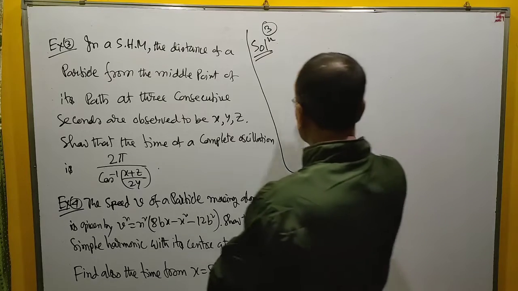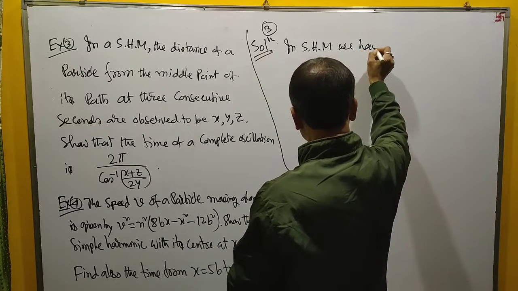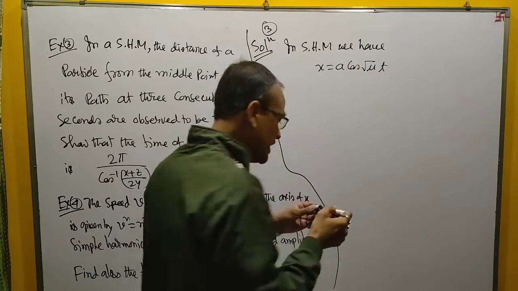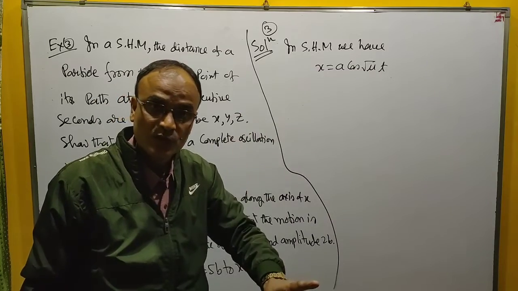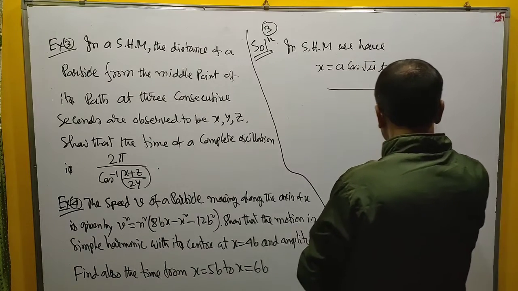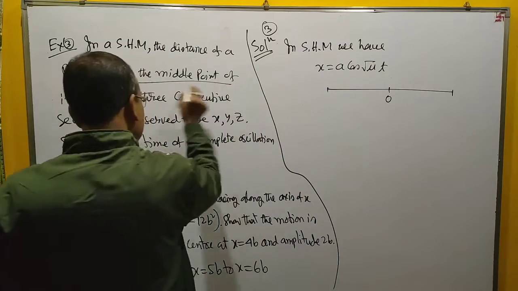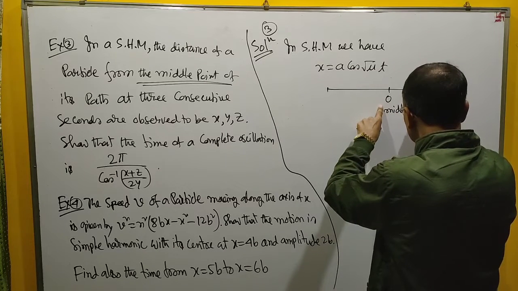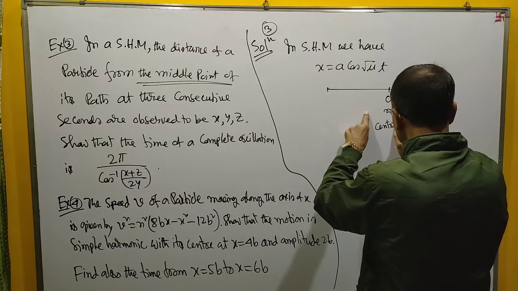X is equal to a cos root mu t. In simple harmonic motion, we have x equal to a cos root mu t, where x is the distance of the particle from the middle point at time t. Suppose this is the middle point. Middle point means the center of force.